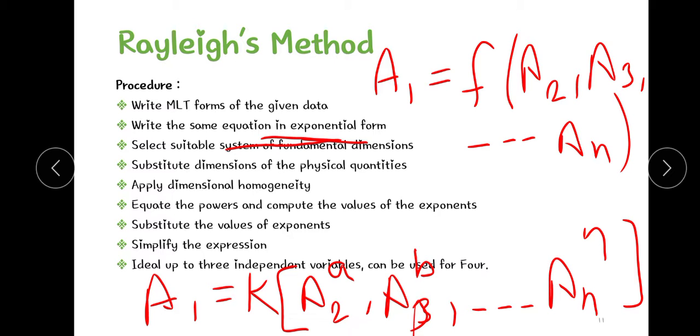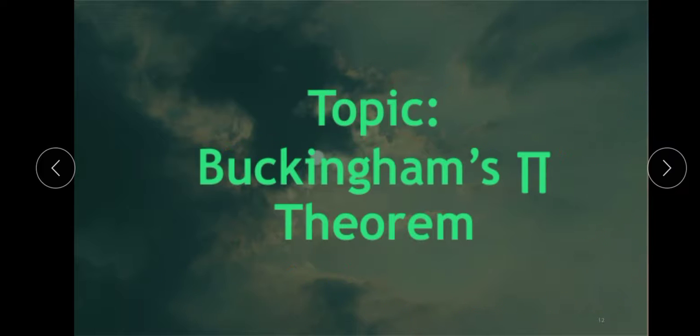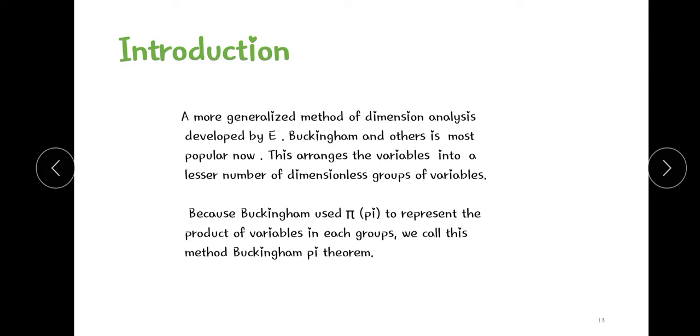So the next, or the second, method of dimensional analysis is Buckingham's pi theorem. This is the topic of our assignment. So what is Buckingham's pi theorem? It is a more generalized method of dimensional analysis developed by E. Buckingham and others. It is most popular now.